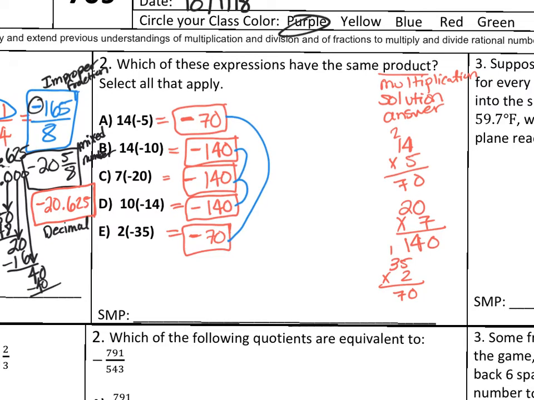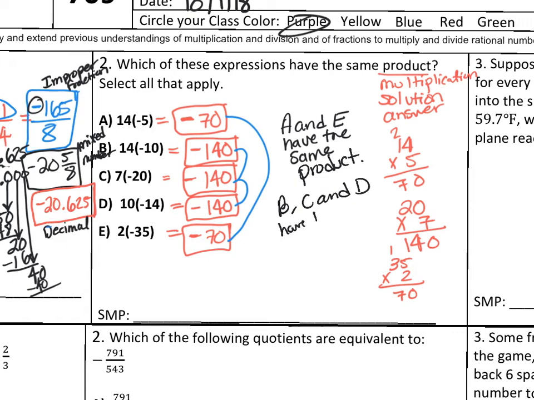So on the side, I'm going to write A and E match. So A and E have the same product. And then B, C, and D have the same product. Okay, so you should have A and E together and B, C, and D together.